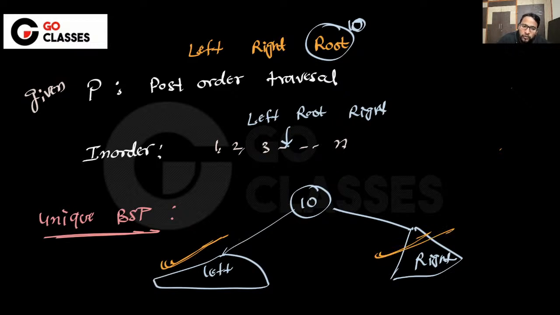So I will go to the post order, and whatever is the last element, I will pick that last element and then go to the in order. I will search where this last element is in the in order. Let's suppose this is that element. I will make this the root, take this as the left subtree and this as the right subtree. So I need to do it recursively, right?